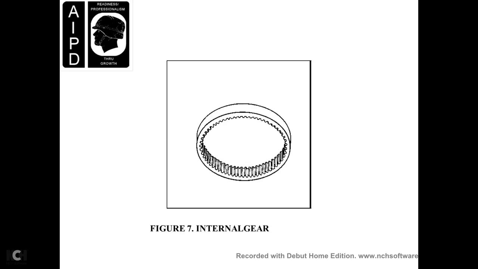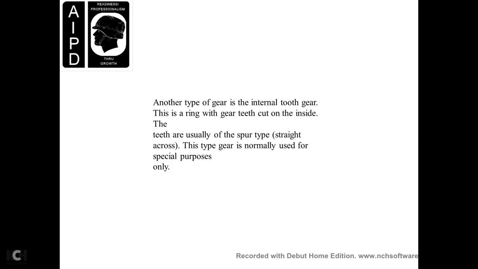Figure 7, the internal gear. The internal gear is a ring with the gear teeth cut into the inside, usually of the spur type. This type of gear is normally used for special purposes only.